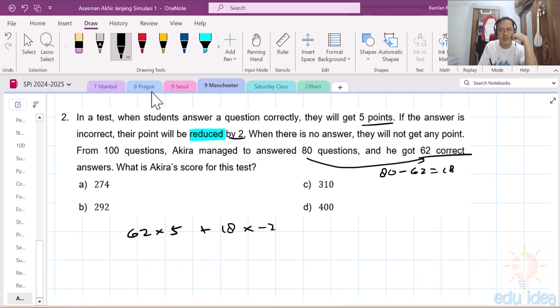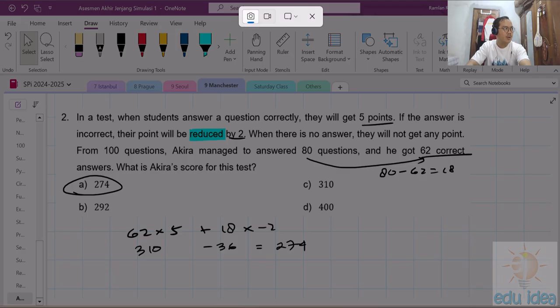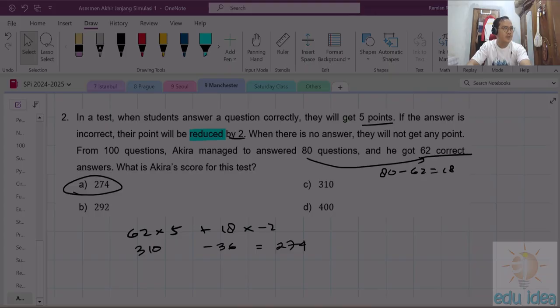And then if you work this out, 62 times 5 will be 310, and this will equal -36. And then if you subtract them, they'll be equal to 274. So this is the answer for question number 2. Let's go to question number 4. Number 3, sorry.